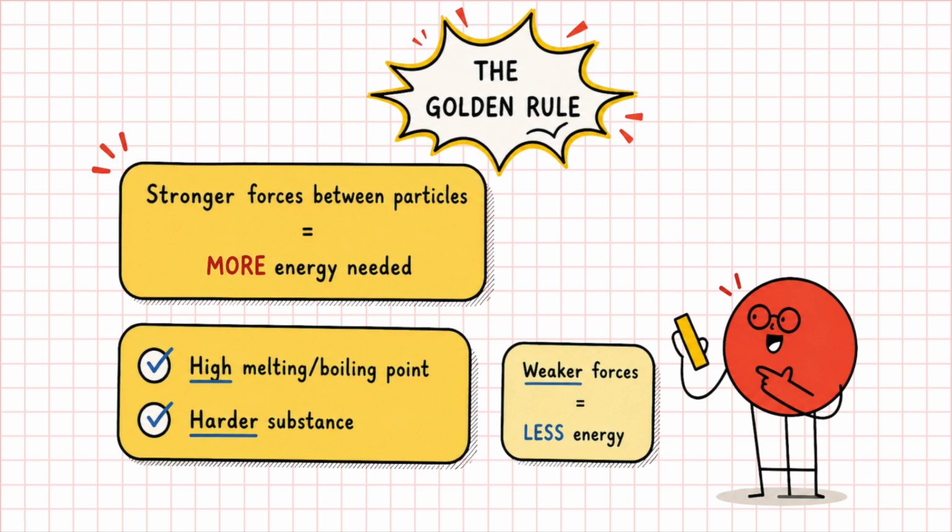This is the most important rule in the whole topic. Stronger forces between particles means that more energy is needed to separate them, and that leads to higher melting and boiling points, which means the substances are harder. Weaker forces mean less energy is needed, so lower melting points.